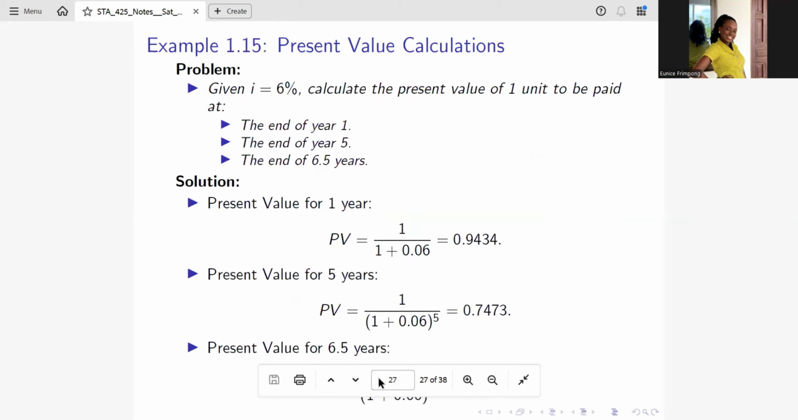All right. So here's an example. Given that interest is 6%, remember I said we can use either r or i to represent our interest.